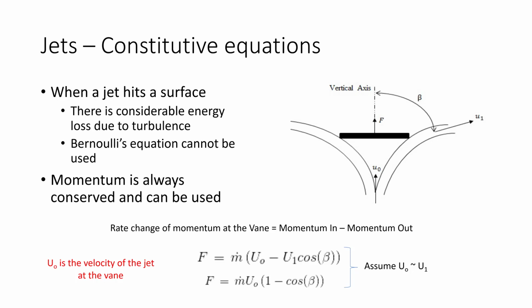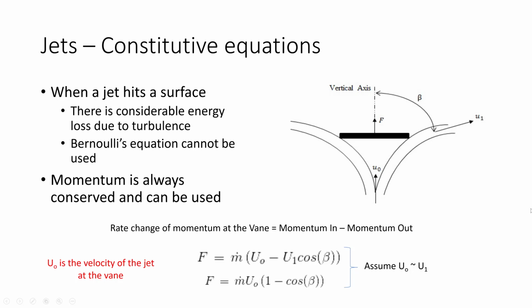And we say that the rate of change of momentum, which is equal to the force that's experienced by the vane, is equal to the momentum that's coming in minus the momentum that's leaving the system. So what is the amount of momentum that we are delivering to the vane, and how much is the momentum that we are delivering out of the vane? And we can write equations for that.